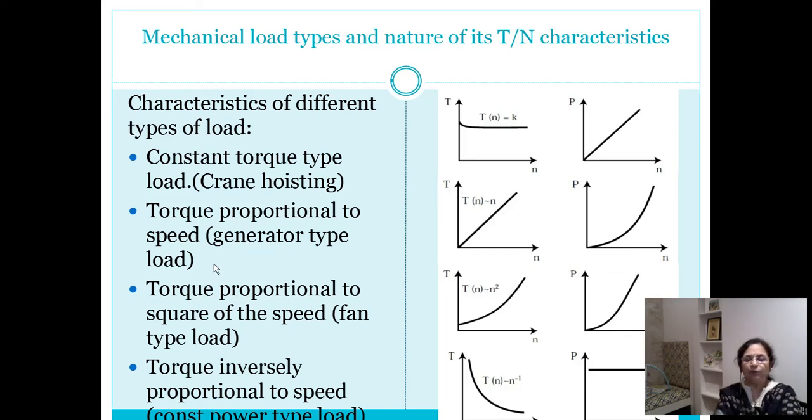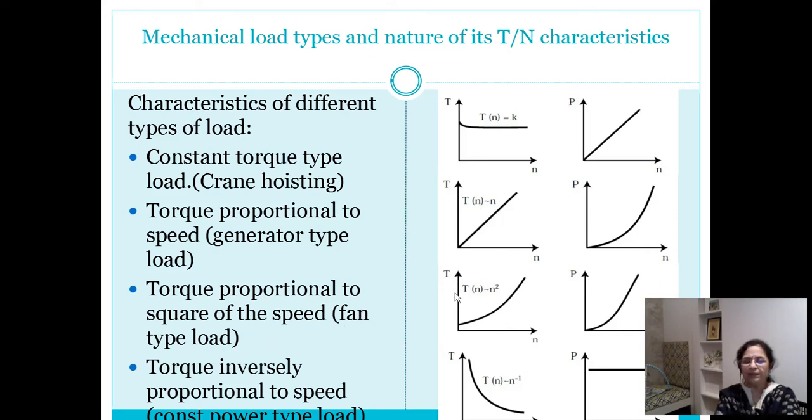Generator type of loads are typical examples of this type of load. Second category. The third type is torque proportional to square of the speed. So now torque is increasing in square proportion of the speed. This is typical example. This is called as fan type of load. And many of the electrical loads, fans, blowers, they come into this category.